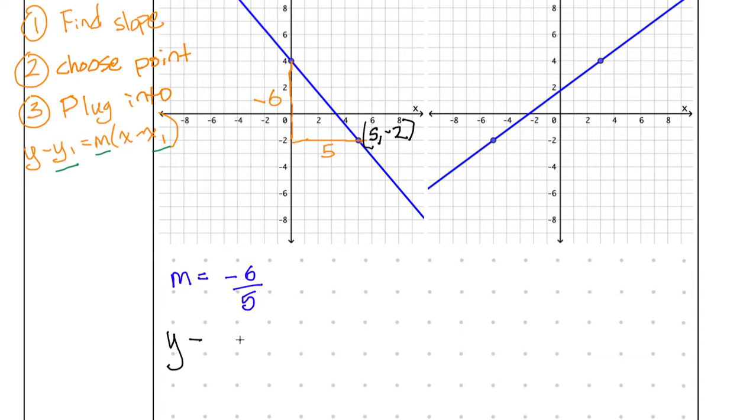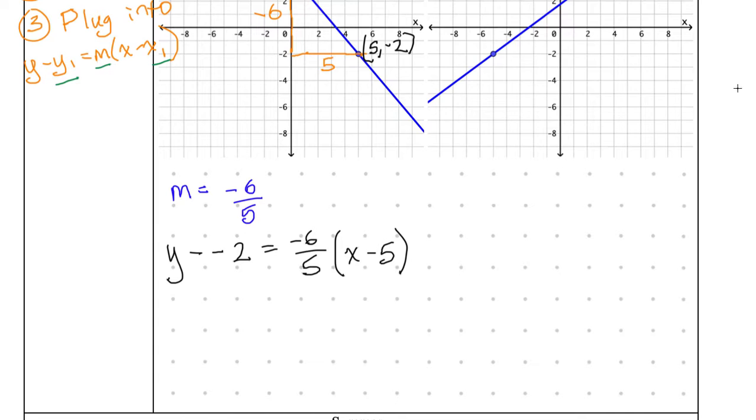Y minus. Y is -2. So y minus -2, perfect, equals -6/5 times x minus 5. Perfect. And then we just need to simplify. What would be the thing that you'd simplify, Charles?